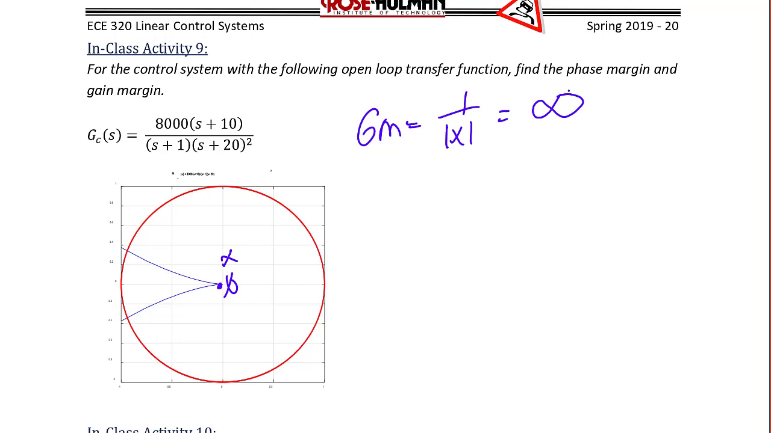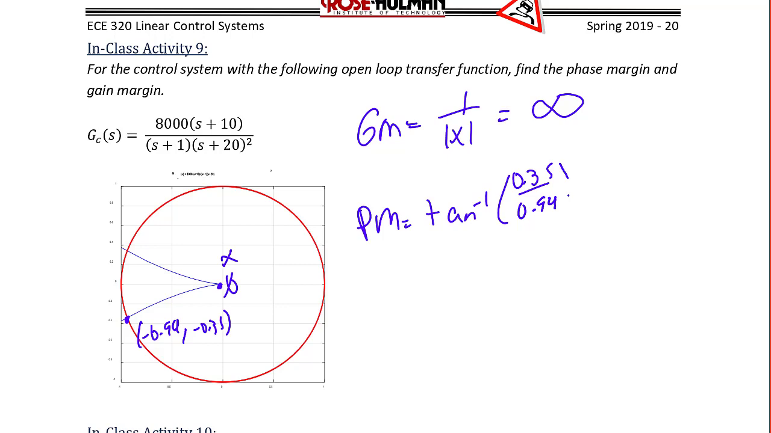So now for the phase margin, it intersects with the unit circle at this point here. And that point is negative 0.94, negative 0.35. So the phase margin is equal to the arctangent of 0.35 over 0.94, which is equal to 20.4 degrees.